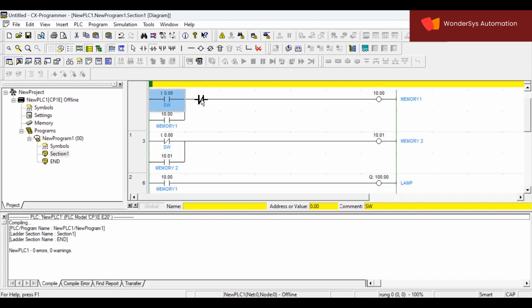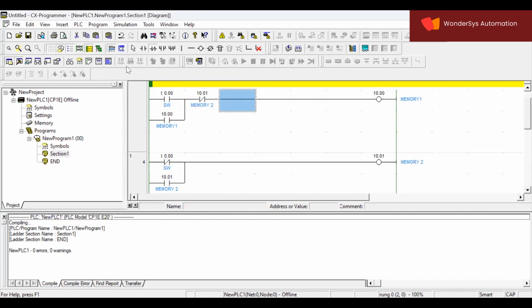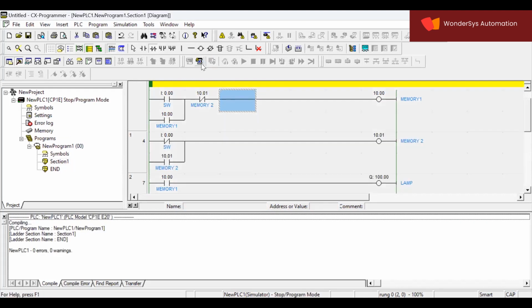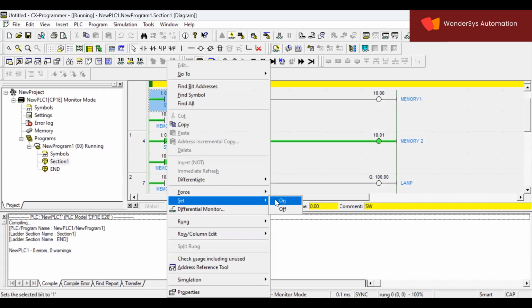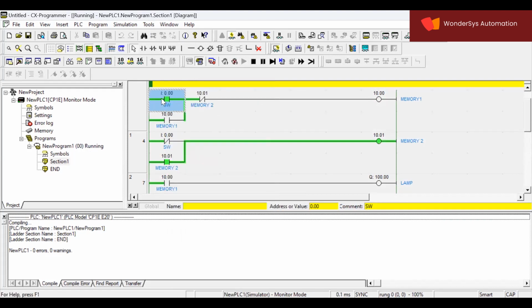So I will use the NC contact here instead of using it at the output side. Okay. Now let me check what happens. Now when I make it on, it is not getting on, right? Even if the switch is on, the memory is not storing the on state, it is still in the off state.